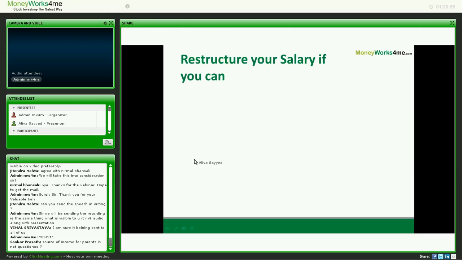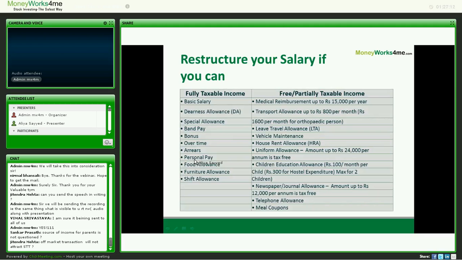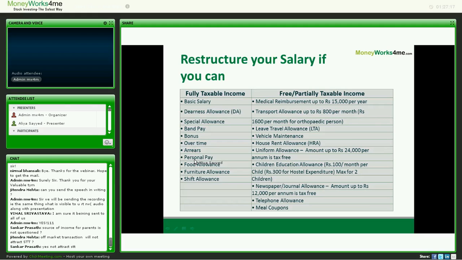Another way of saving your taxes is to restructure your salary. Again, this is not available to all of us. If you are working in a major conglomerate and they have a fixed salary structure, you cannot do anything. But where you can restructure your salary, you should do so. This is because there are certain parts of your salary that are fully taxable, and there are certain parts that are partially taxable, or absolutely free. So you should try and make your salary structure into these parts.